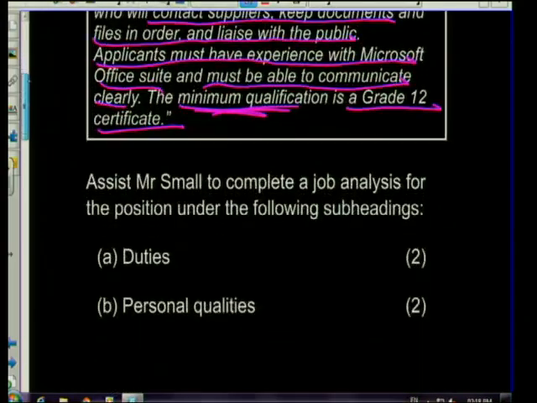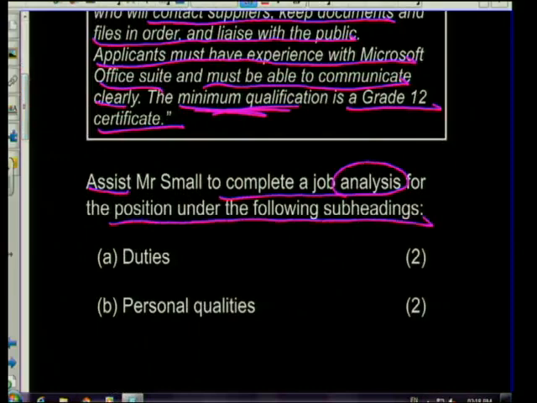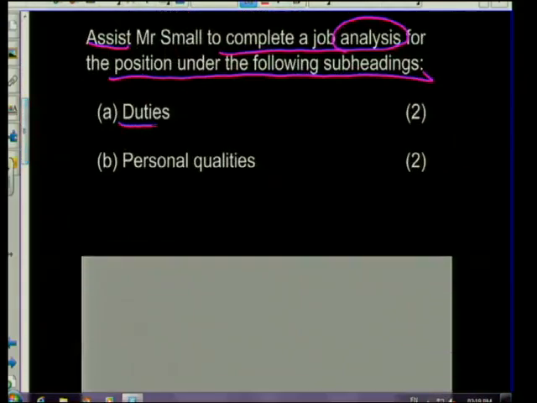Let's have a look at the actual question. Assist Mr. Small to complete a job analysis for the position under the following subheadings. The first subheading here would be duties, which is A, and B, personal qualities. This advert was very clear when we read through it, what the person is looking for and what qualifications. And your ear should already start to tingle. It's job specification and job description. What's nice, however, grade 12s, is that they've given you subheadings to work with.